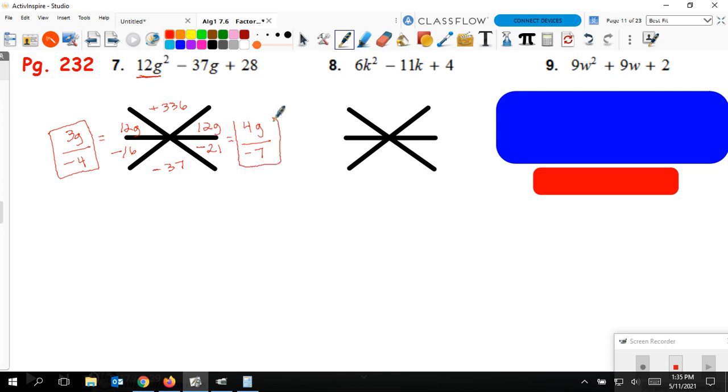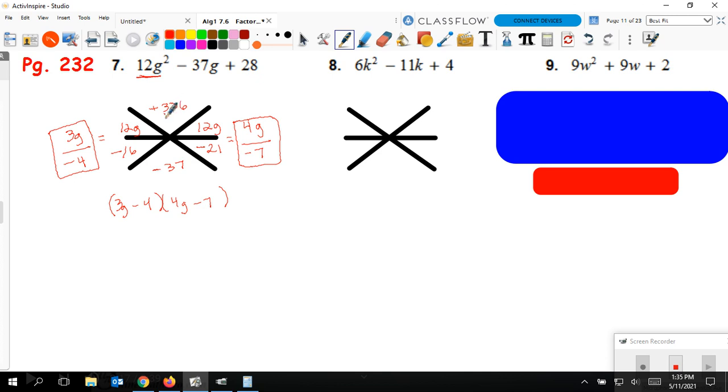And now the reduced sides are your two binomials. So remember, our goal is to factor this into two binomials. So 3g minus 4, right here, is one binomial. 4g minus 7 is the other binomial. So it's very easy once you get to this point, just plug them in as the binomials. The hardest part here is going to be figuring out that question. What two numbers multiply to give you 336 that add to give you 37? It's really only hard because the number was big.